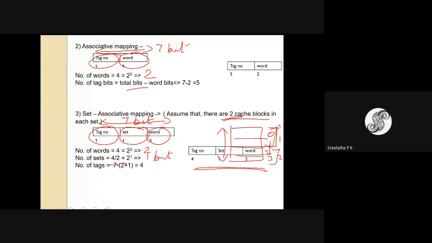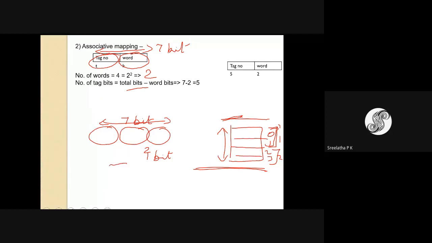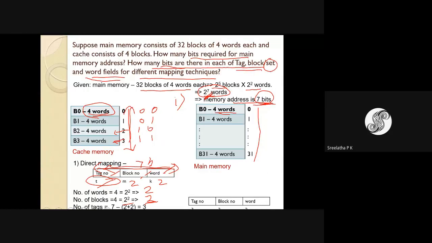So this solves the problem which is given. We have seen all 3 different techniques. Students who are interested can check how this addressing is done. I have taken a very small memory.